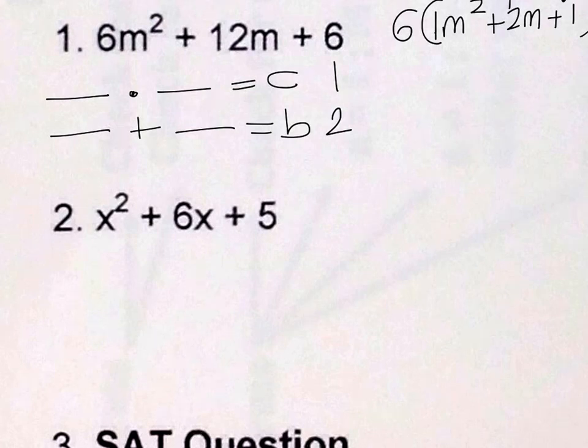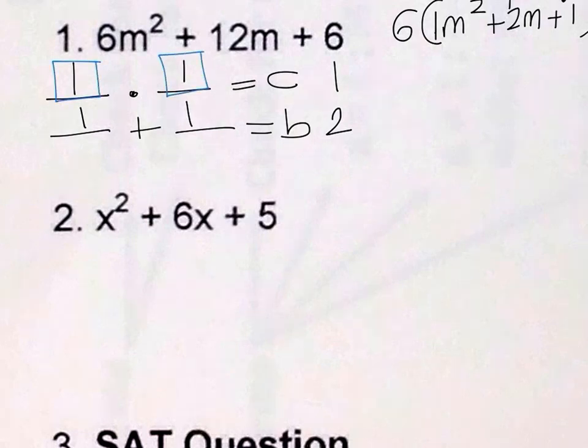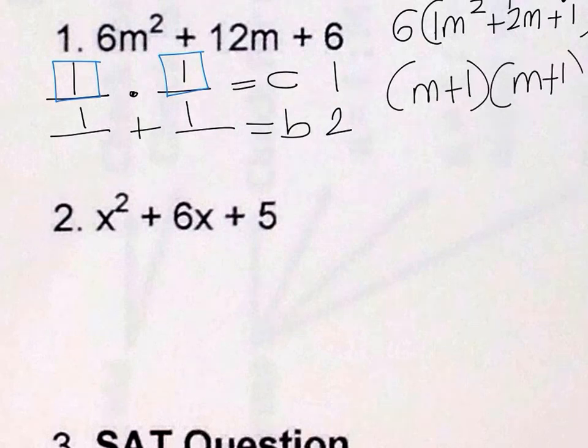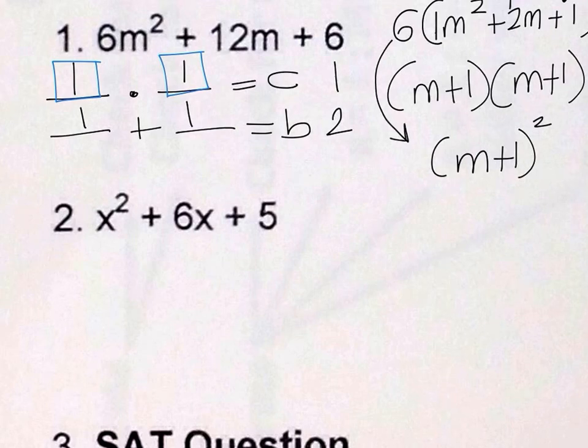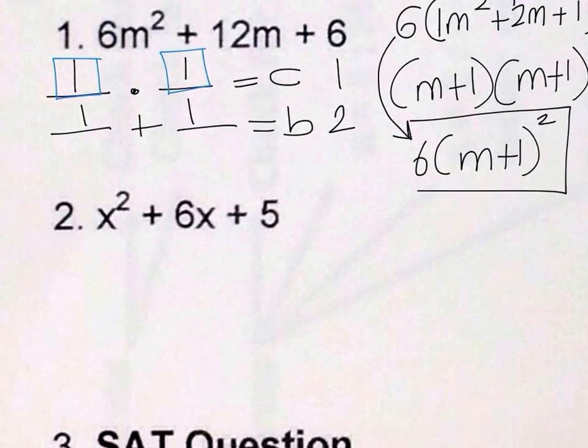Now, what multiplies to give me 1? The only thing I can think of is 1 times 1 is 1. So let's see if this works. 1 times 1 is 1, and 1 plus 1 is 2. There you go. These are my factors. So my first factor is going to be m, since the variable over here is m. So m plus 1, and the second one is m plus 1. Now, m plus 1 and m plus 1, this is basically m plus 1 to the power 2. Now, don't forget to copy down the GCF, and that would be your final answer.